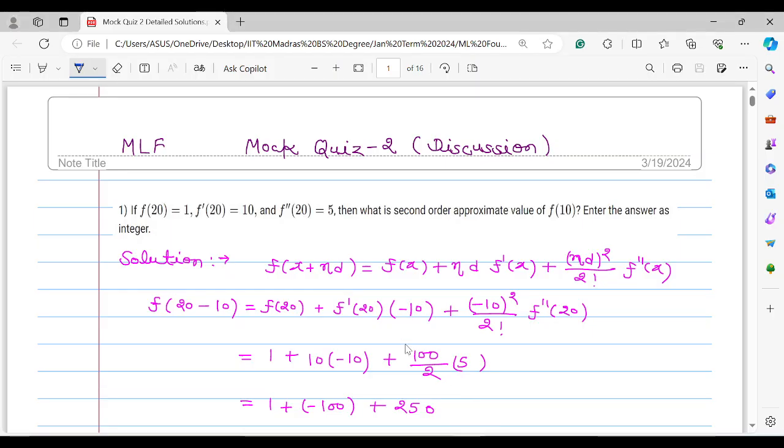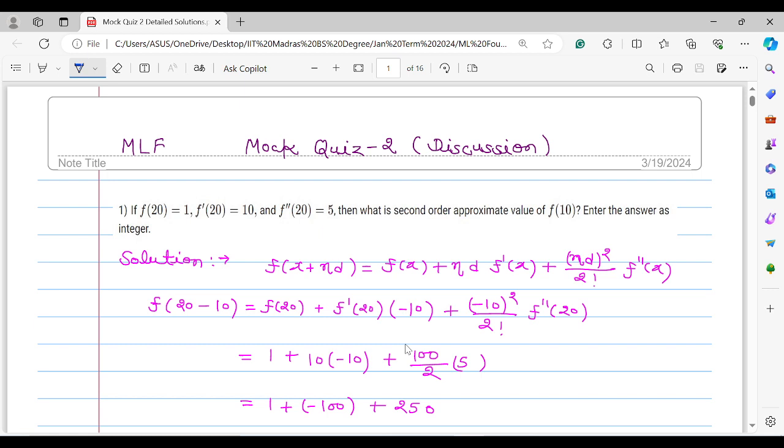Today we will solve mock quiz 2 questions from machine learning foundation. So the very first question is, if f(20) is equal to 1, f'(20) is equal to 10 and f''(20) is equal to 5, then what is the second order approximate value of f(10)? Enter the answer as integer.